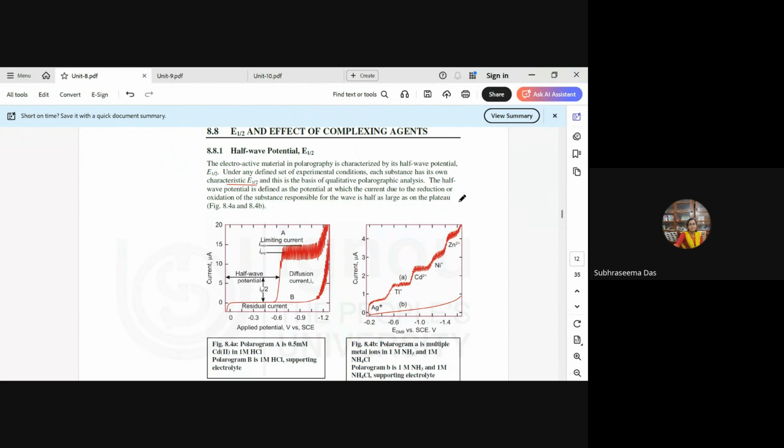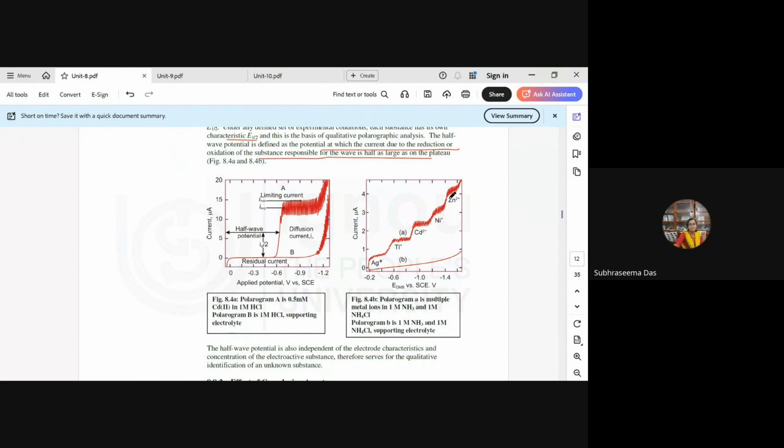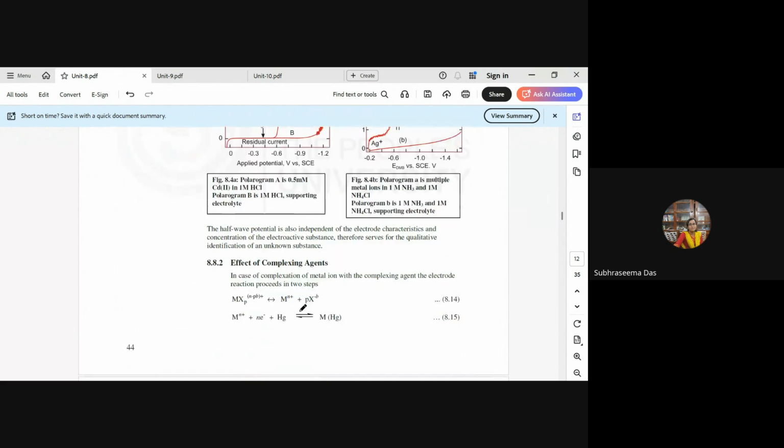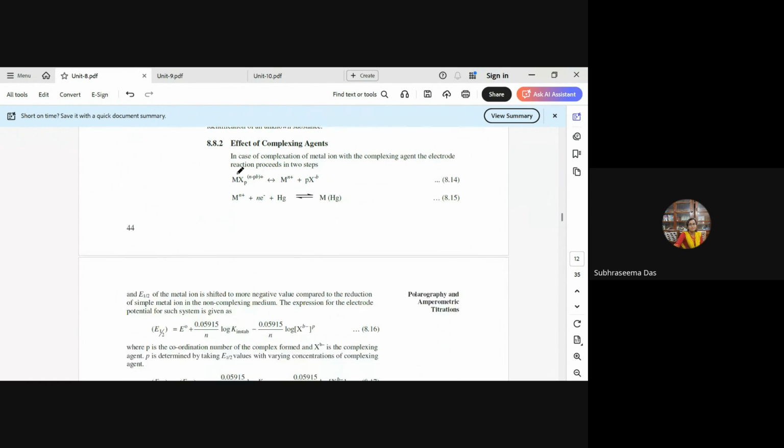of qualitative polarographic analysis. The half wave potential is defined as the potential at which the current due to the reduction or oxidation of the substance responsible for the wave is half as large as the plateau current, as shown in figure 8.4a and b. So here, the half wave potential is clearly defined. It is the potential at which the current reaches half the value of the plateau. Then coming to the effect of complexing agents.